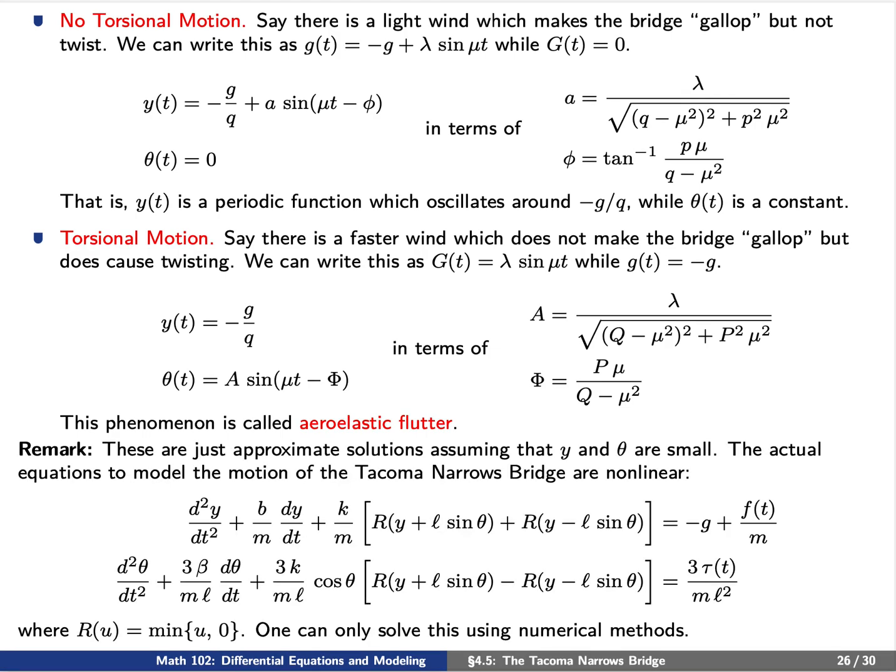As a final remark, notice that these are just approximations, assuming that the height y and the twisting angle theta are small. The actual equations to model the motion of the Tacoma Narrows Bridge are much more complicated and are nonlinear. You can see them here on your screen. Recall that capital R evaluated at u is the function that either takes on u if u is negative or takes on 0 if u is positive. Unfortunately, the only way one can solve this system of differential equations is by using numerical methods.